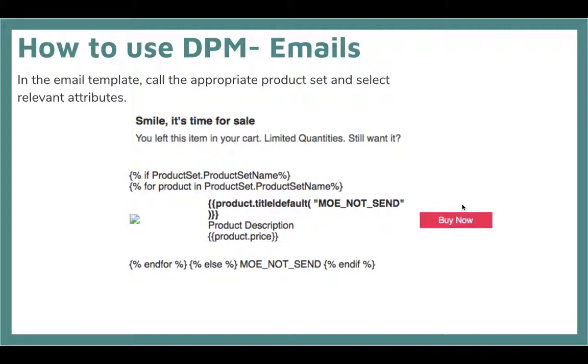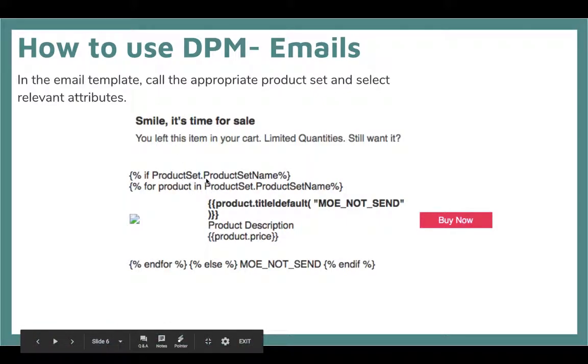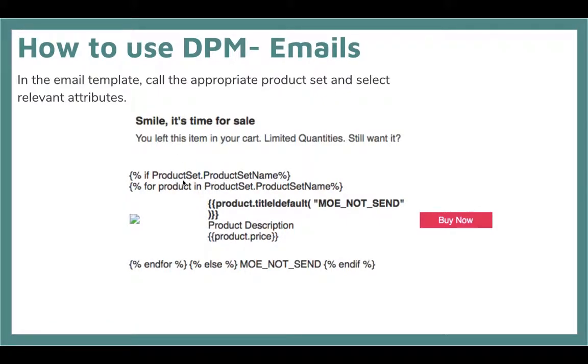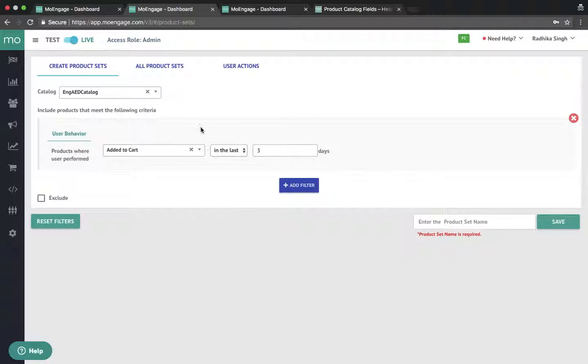Campaign creation is again fairly straightforward, basic stuff. I'll use the example of email campaigns here. In your email campaigns, you can write a simple block like this, where you are calling the product set. If you notice here, product set was a name. You're calling a product set, and if the product set is non-empty, which means there are products that qualify for that combination of events and attributes, then for each of the items in the product set, you want to show the title, the description, and the price. This is a very simple template that we have started providing out of the box also.